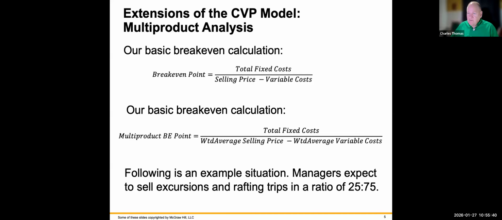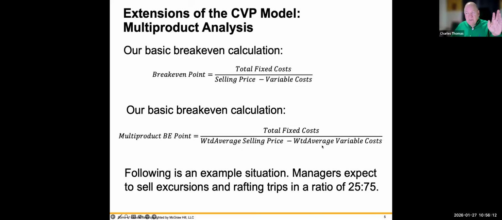To calculate the break-even point for a multiple product situation, again, we're going to take the total fixed cost, but we're going to compute a weighted average selling price. So if I have 2 products or 3 products or 4 products, I'm going to compute the weighted average selling price: the selling price of each, weighted by the proportion of sales of each of those products to the total sales.